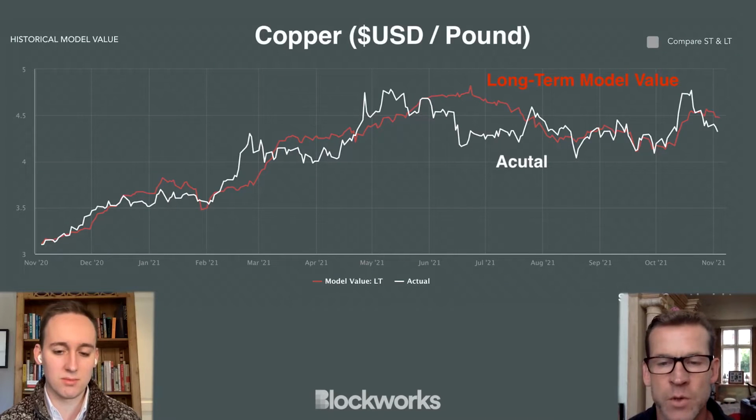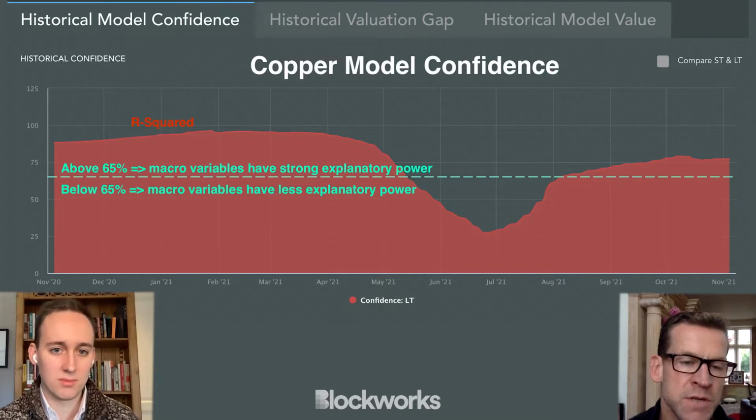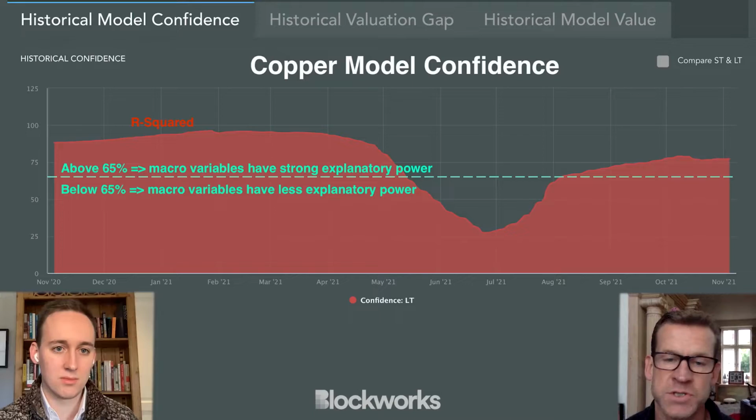So we have fair value on copper at 446 at the moment. Again, we're in a macro regime, 77% model confidence. This, by the way, for the statistically minded viewers, is a simple R-squared measure. So it's just goodness of fit. So in the context of Quant Insight, all it's doing is saying how good a job are these various macro factors doing in terms of explaining the variance of, on this occasion, copper.